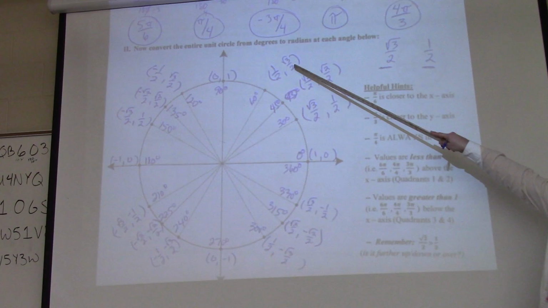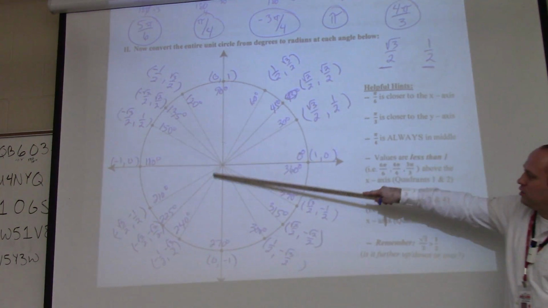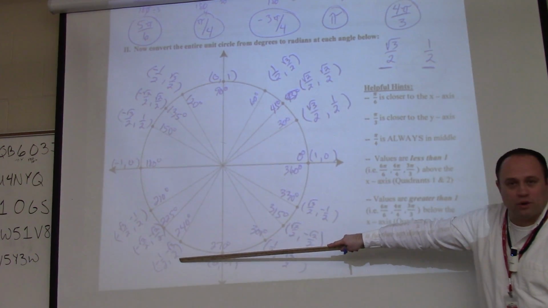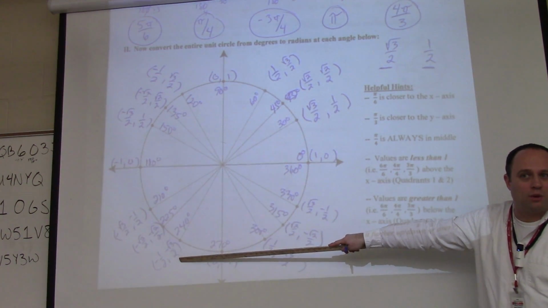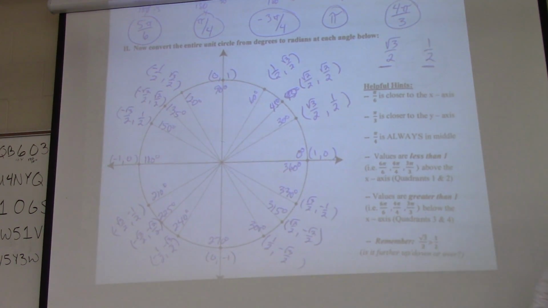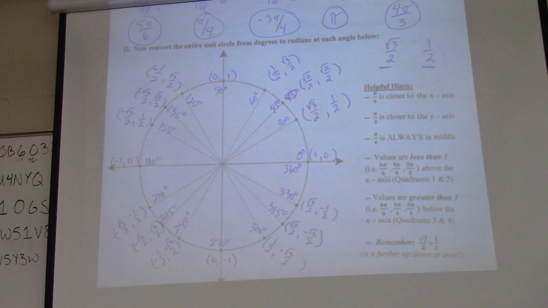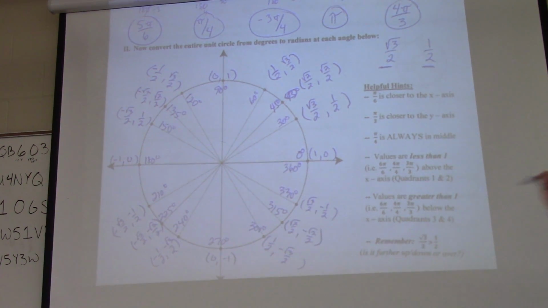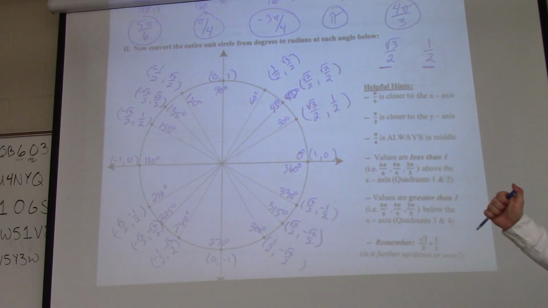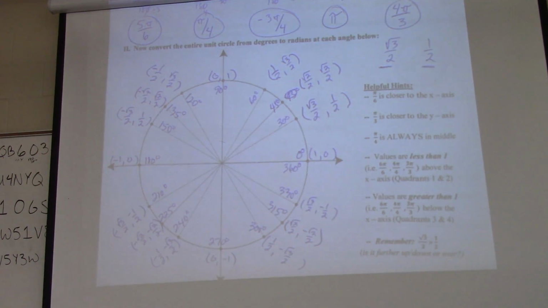Even all the way across, look at this one. It's the same as that one all the way across, just different negative and positive signs, okay? So that's a way to do it. Now, I am not going to make you memorize every single thing on here, but you're going to have to know where what goes where, okay?